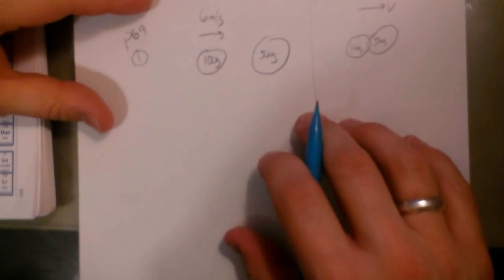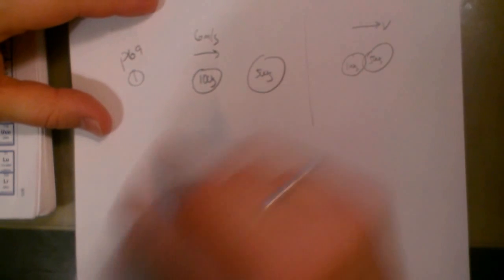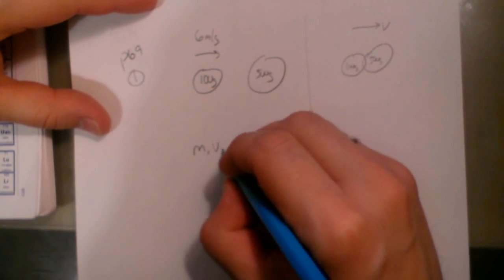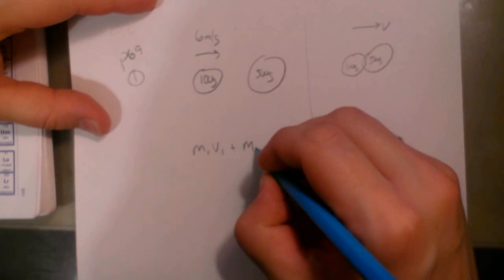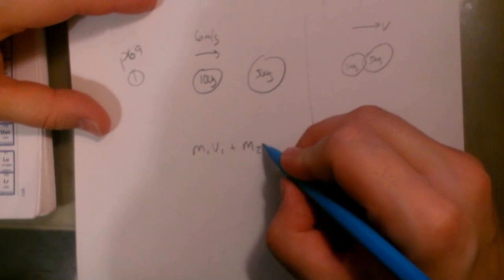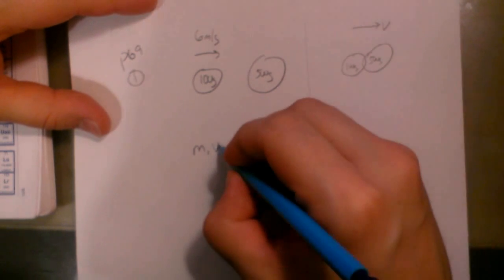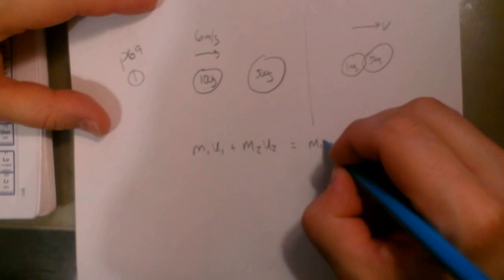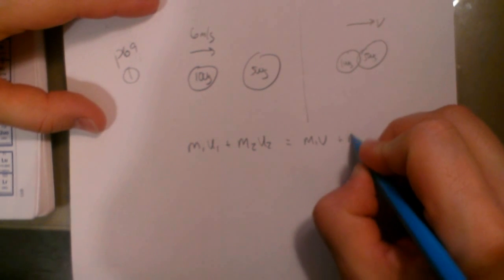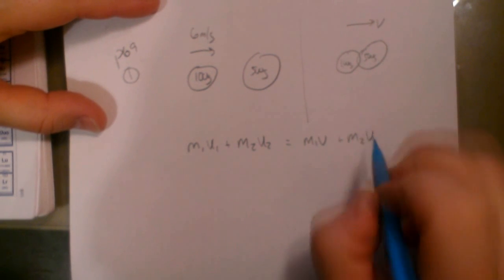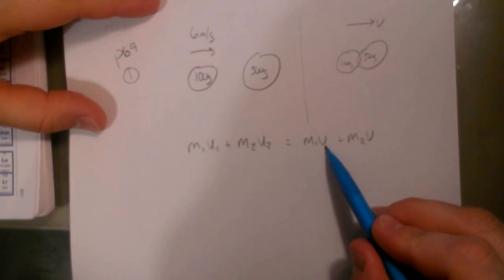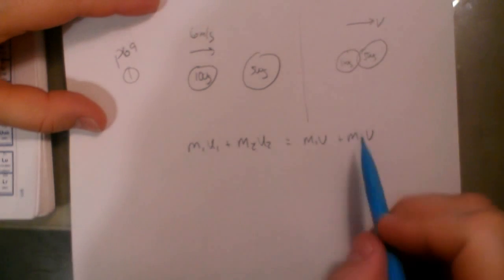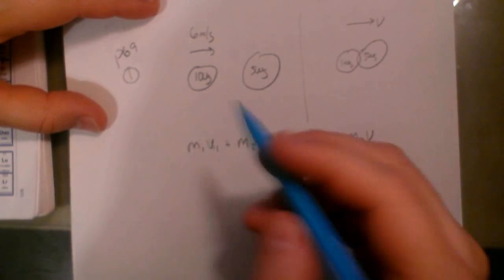Well, we can use Newton's law of conservation of momentum, that says the initial momentum of the two masses added together, u for initial, is equal to the final momentum. Now notice I didn't put a v1 and a v2 here, because they're traveling at the same final velocity. I want to remember that that's the same velocity.